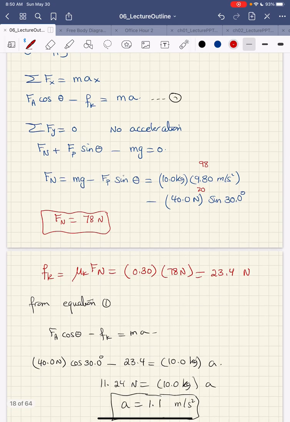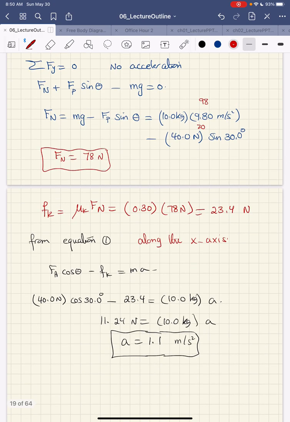Now also I can apply, this is here along the x-axis where I have the acceleration. Fa cosine theta minus Fk should equal ma. And then I have the force applied times the cosine, minus the force of friction, and then I can get the acceleration as 1.1 meters per second squared.